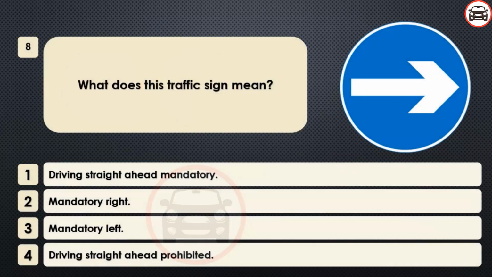What does this traffic sign mean? 1. Driving straight ahead mandatory. 2. Mandatory right. 3. Mandatory left. 4. Driving straight ahead prohibited.